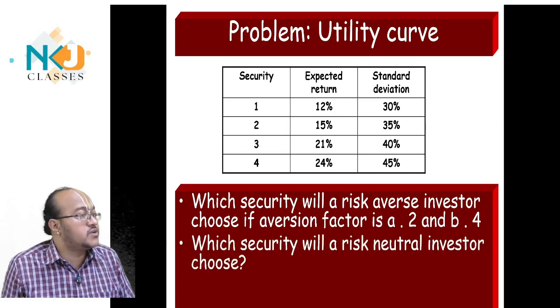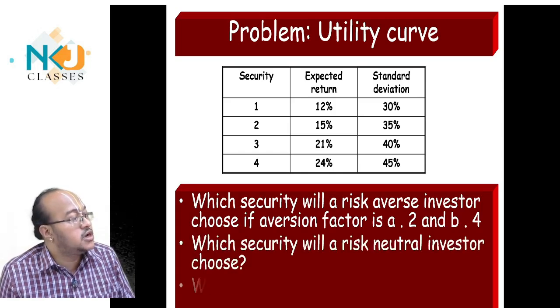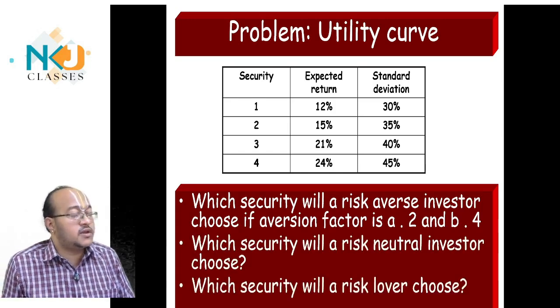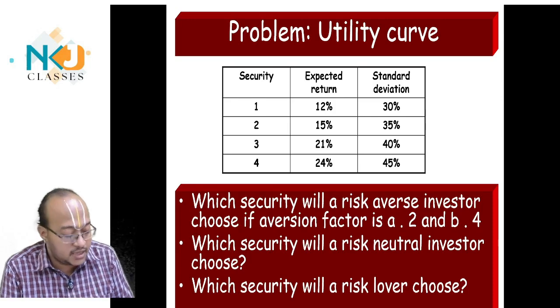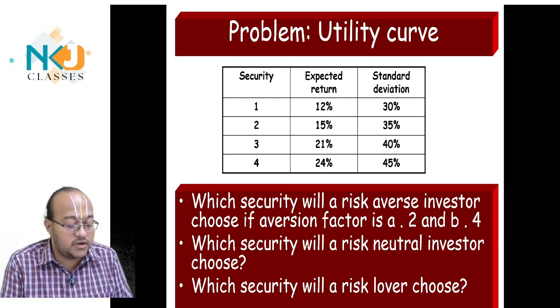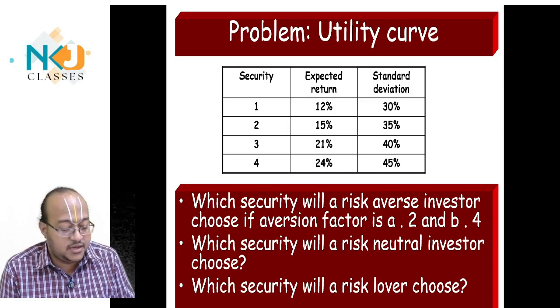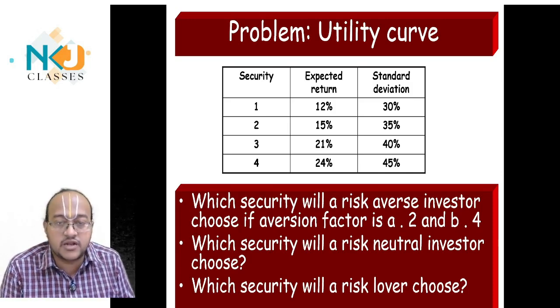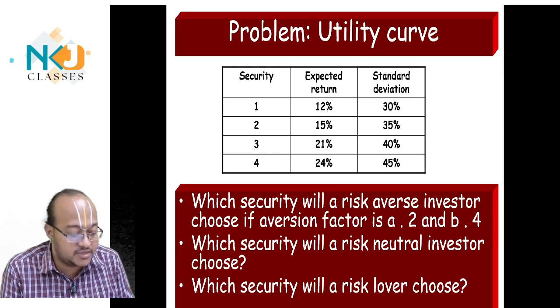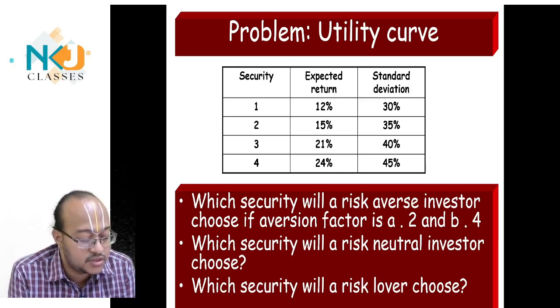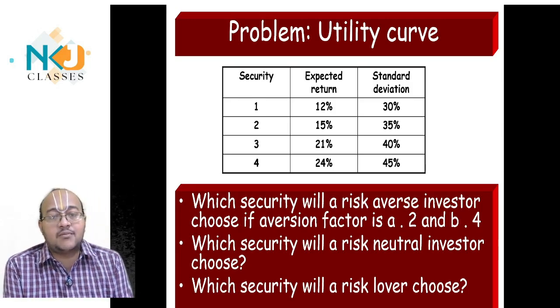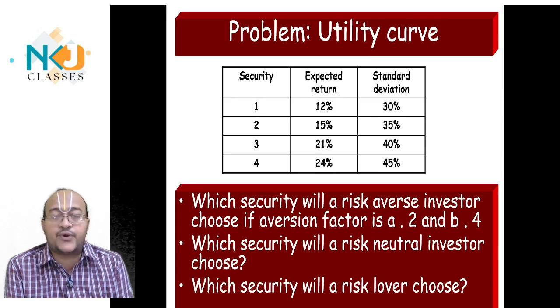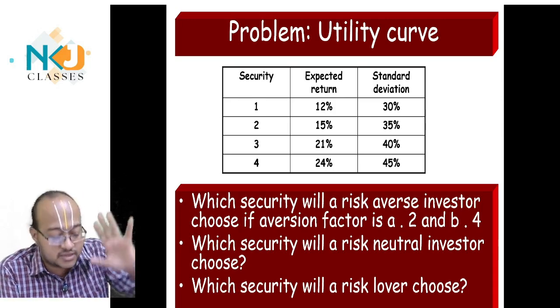Which security will a risk neutral investor choose? Which security will a risk lover choose? Shall we proceed? See, risk neutral and risk lovers is an easy discussion. Why? Risk lover will choose always with a higher return. Very simple, straightforward. Which security will a risk lover choose? Security 4. Because higher return, more satisfaction. He will be willing to take 45% risk. He doesn't care about risk itself.